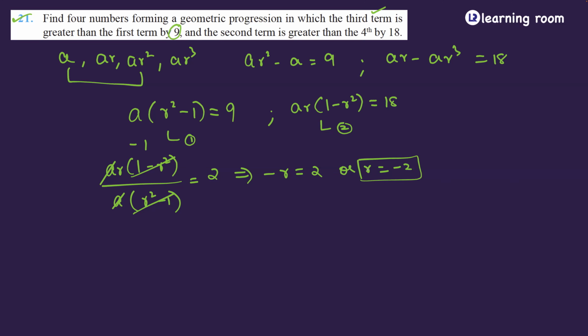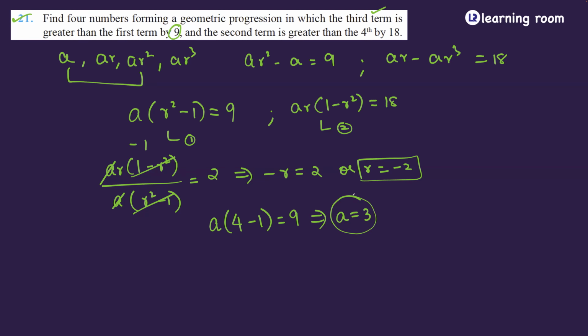So R is equal to minus 2 means substitute it back in any one of the equations. I'll take this and substitute it in the first one. So A into 4 minus 1 is equal to 9. So 4 minus 1 is 3. So 3A is equal to 9, which implies A is equal to 3.